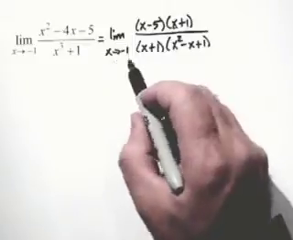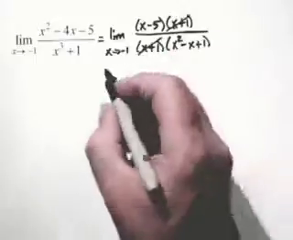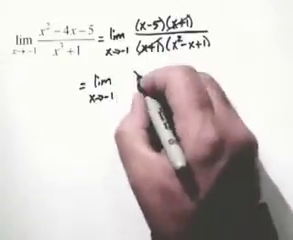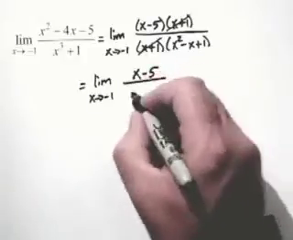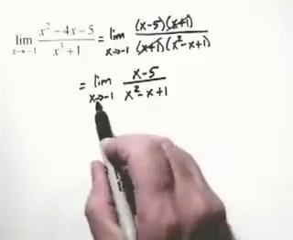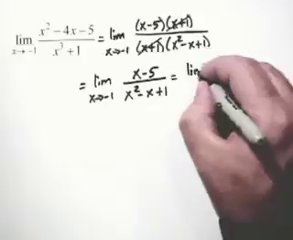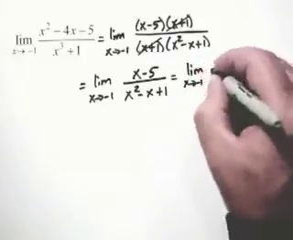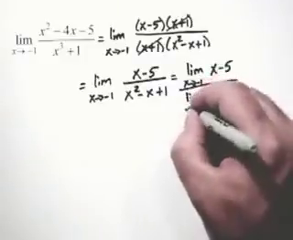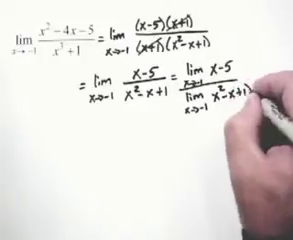But since we're not concerned with what happens at negative 1, just near that, we can go ahead and cancel those factors and get the limit as x approaches negative 1 of x minus 5 over x squared minus x plus 1. Now, using our quotient rule, we can rewrite this as the quotient of the limits. The limit as x approaches negative 1 of x minus 5 divided by the limit as x approaches negative 1 of x squared minus x plus 1.